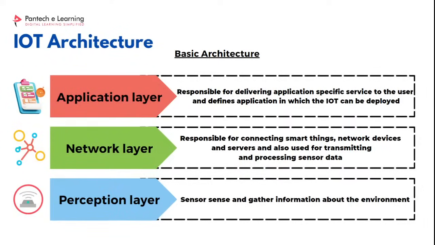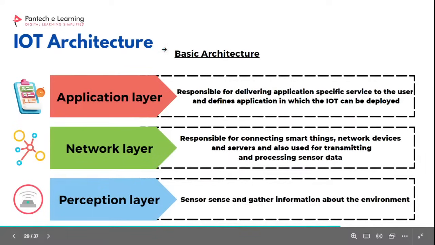So the network layer takes up the responsibility of transferring this data from the sensor to the next layer, which is the application layer. This is responsible for delivering application-specific services to the user and defines where IoT can be deployed, which means the main objective of this layer is the application itself. It delivers the information to the end user or the end platform.